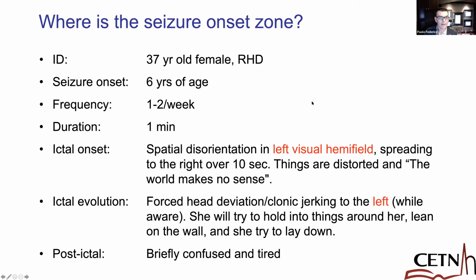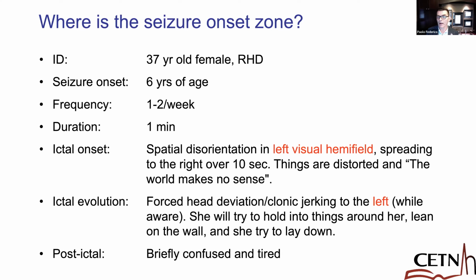And her seizures begin with a sense of spatial disorientation in the left visual hemifield that spreads to the right over 10 seconds. And she says that things are distorted. For example, when we're rounding on her, she knows that we're standing upright, but she sees that we're actually twisted to 45 degrees and almost floating in midair. Following this, she has forced head deviation and clonic jerking of the head and eyes to the left while she's aware. And then she'll try and hold on to things because the world is kind of tilting for her, and she may actually fall down.